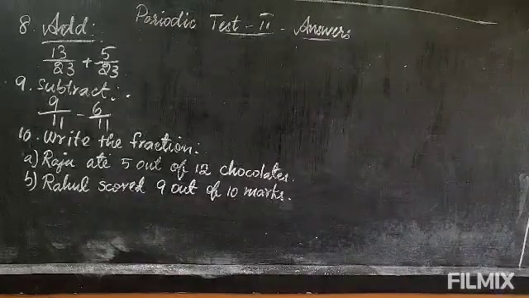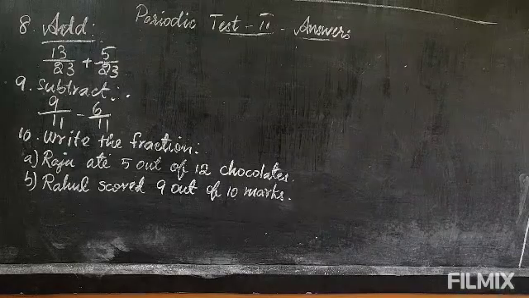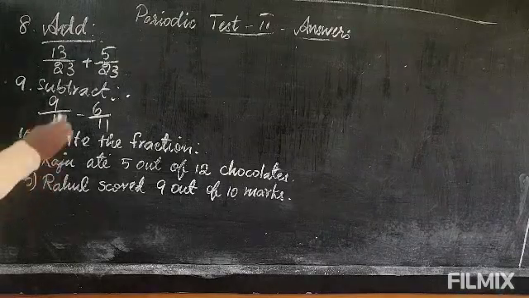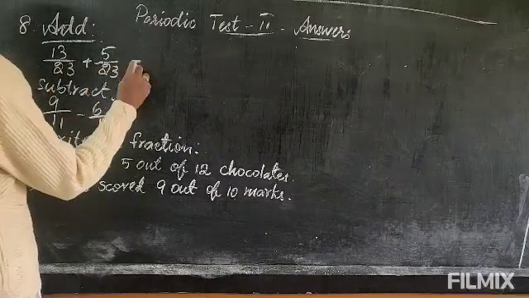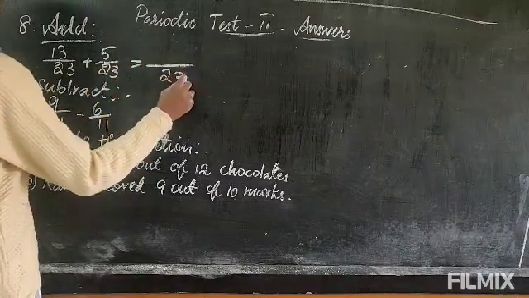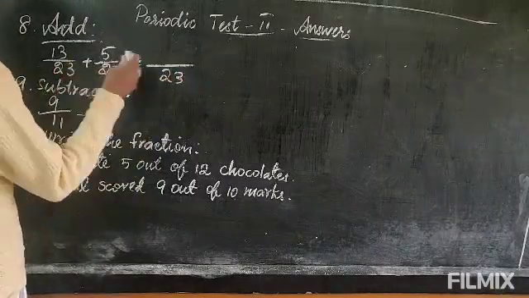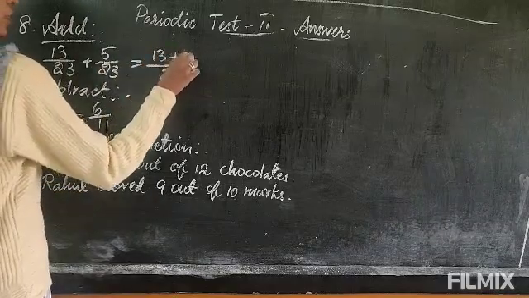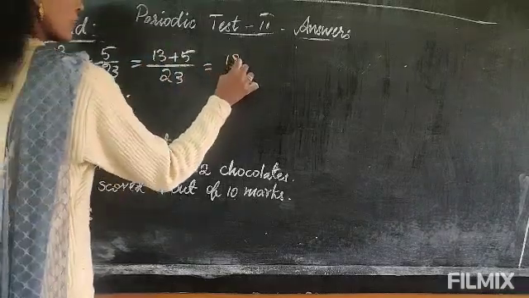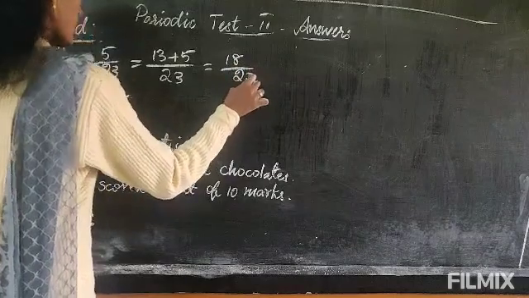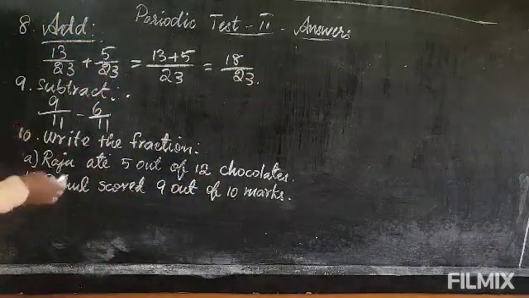Okay, next one, addition in fraction. In addition in fraction, the main thing you have to look into is that the denominator must be the same. So here the denominator is the same, so you have to add only the numerator. Take the denominator as common. The numerator is 13 plus 5. So 13 plus 5, 18. 18 by 23.